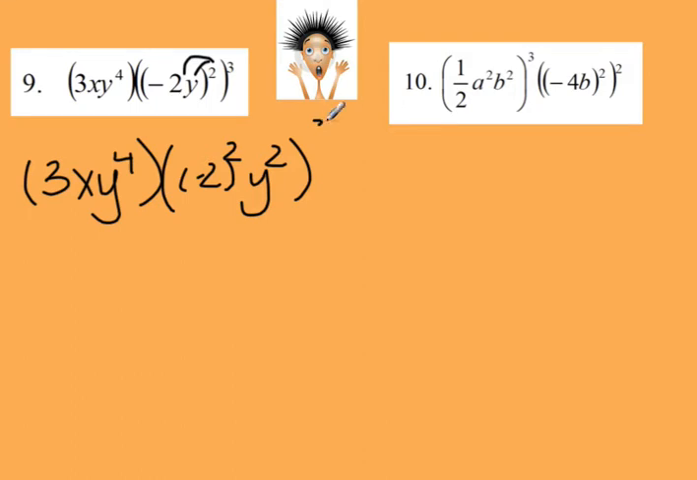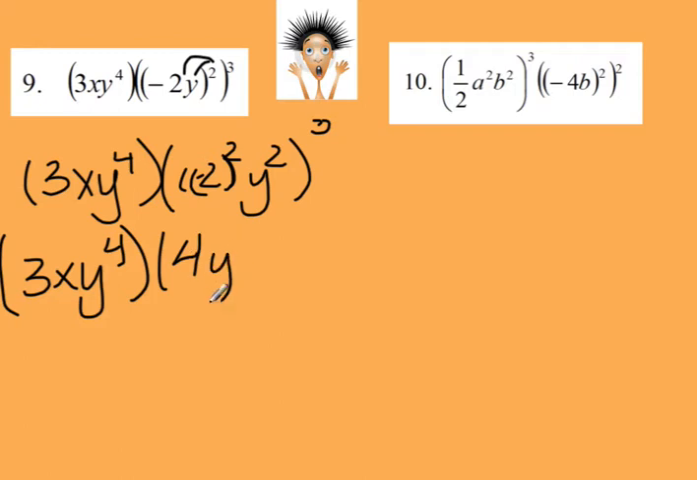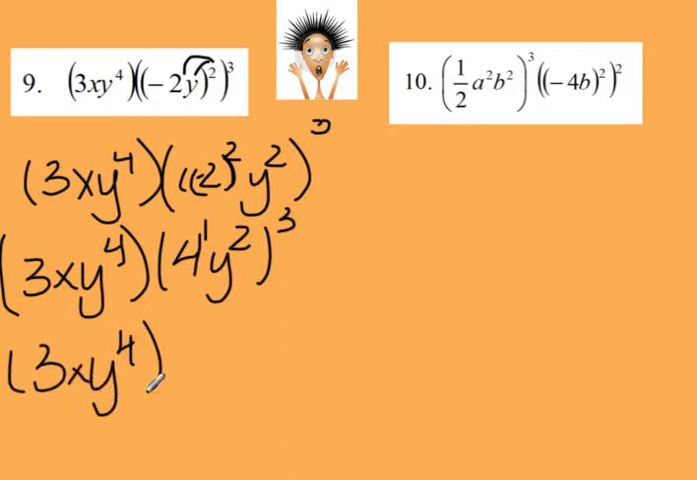Now notice that when I took negative 2 squared, I put it in parentheses. If you type it in your calculator, you want to make sure you put parentheses around that negative number. That way your calculator will give you the correct response. Well, negative 2 squared is negative 2 times negative 2, which is 4. So now I have 4y squared raised to the 3rd power. Now I still have an exponent of 1 on my 4. I'm going to keep the 3xy to the 4th as is because I need to simplify out all these powers of powers first. So 4 to the 1 times 3 is going to be 4 to the 3rd, and y to the 2 times 3 is 6.